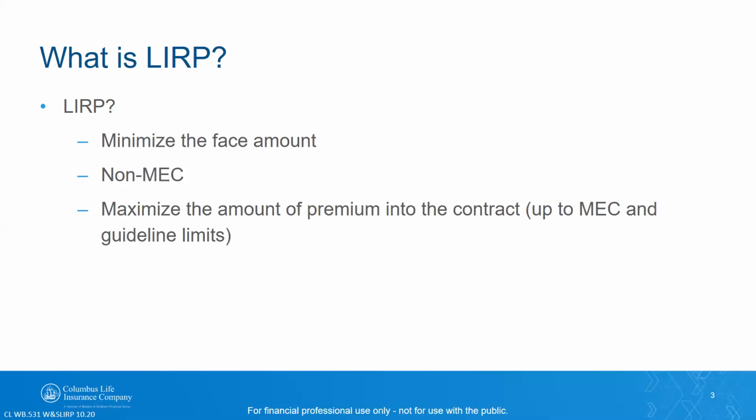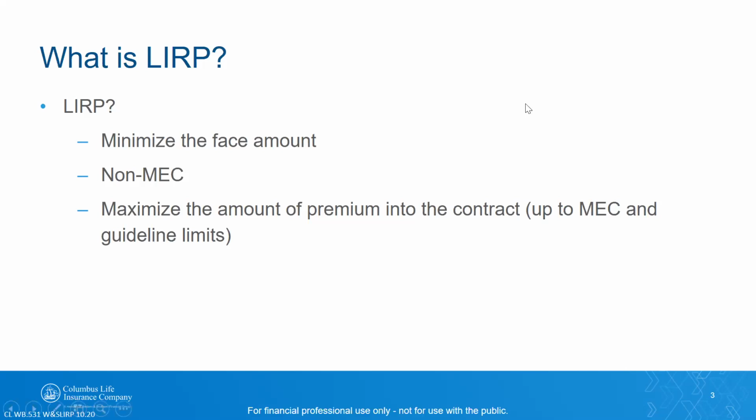We'll go into further detail later in the presentation as to how to properly structure the policy. But for now, just know that generally what we're going to do is reduce the face amount to the minimum non-MEC limits based on the client's planned premium. By doing this, we should be able to structure the policy with lower expenses over the long run.